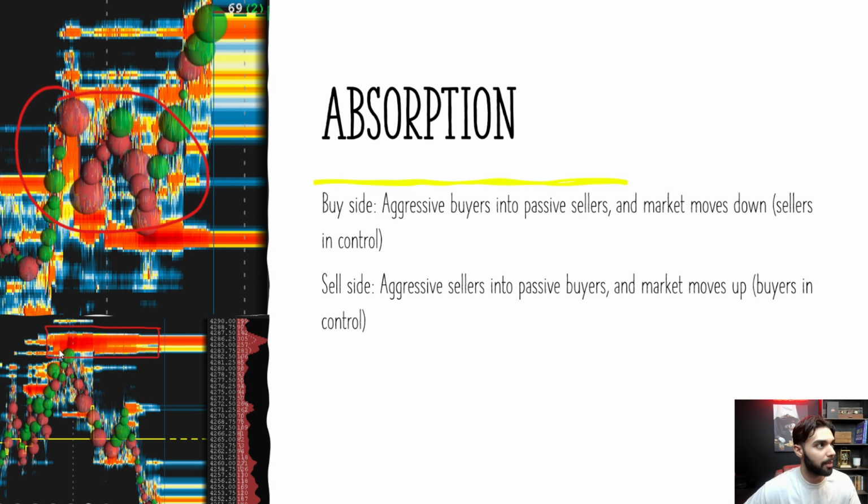So we kind of see the buyer put in the limit order, but not fill all of them. They're still sitting here, so the market starts to move down because there's more passive sellers up here than there were aggressive buyers. Simple as that.